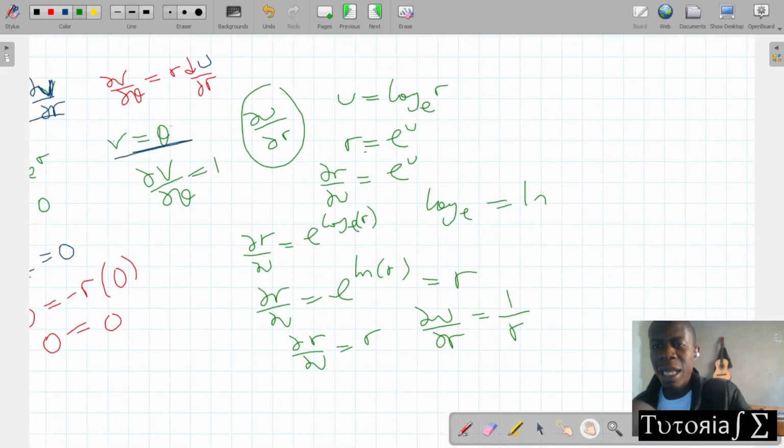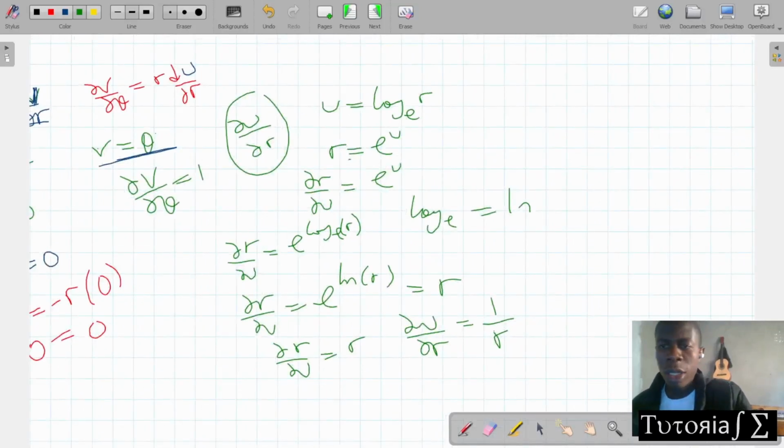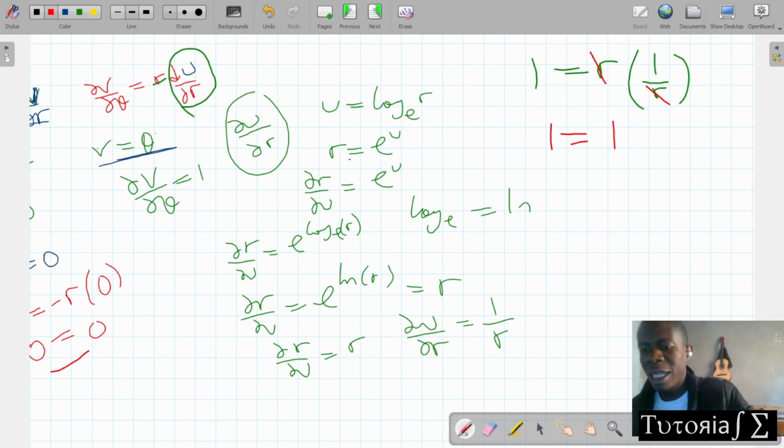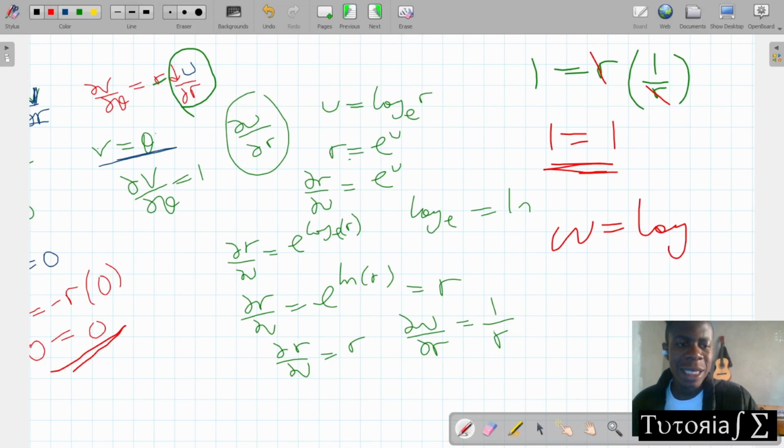Now replacing in this equation, dv/dθ is 1, so 1 is equal to r here, then we replace our du/dr, which is 1 over r. So this and that will cancel, and we remain with 1 is equal to 1. So since we had this and we have this, w equals log z is analytic.